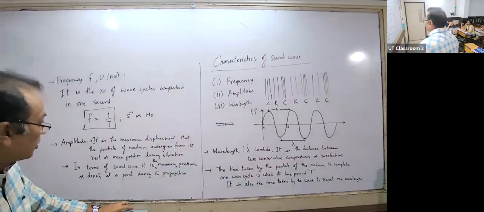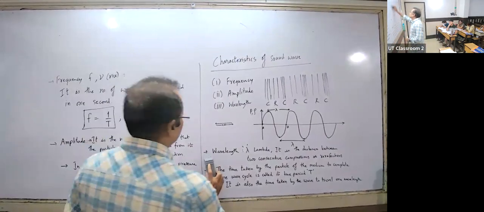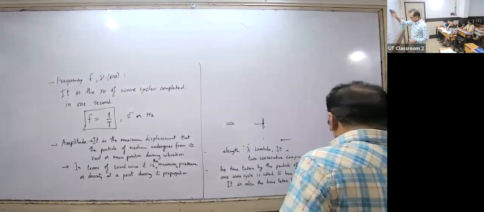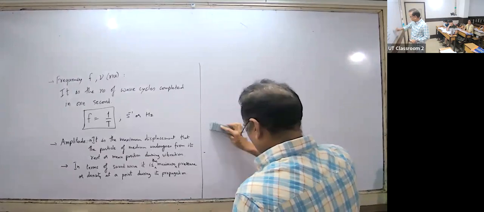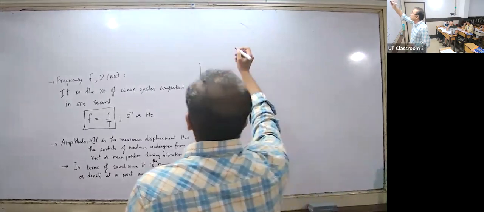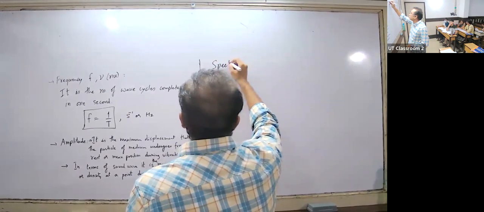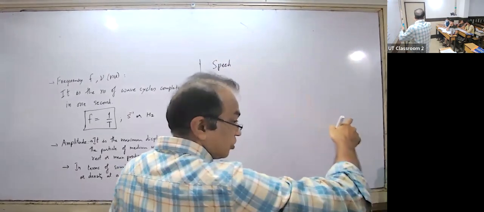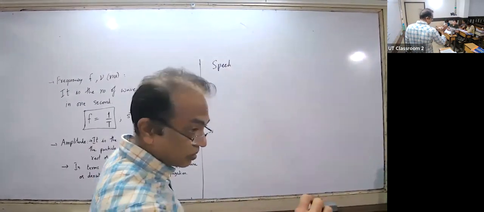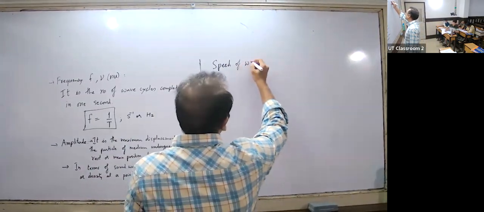All right. Now, can I erase this side? So we covered that. Okay, now speed. So there was one more characteristic. You can write speed of the wave, right? Speed. I gave you 3 or 4 characteristics. Speed of the wave.